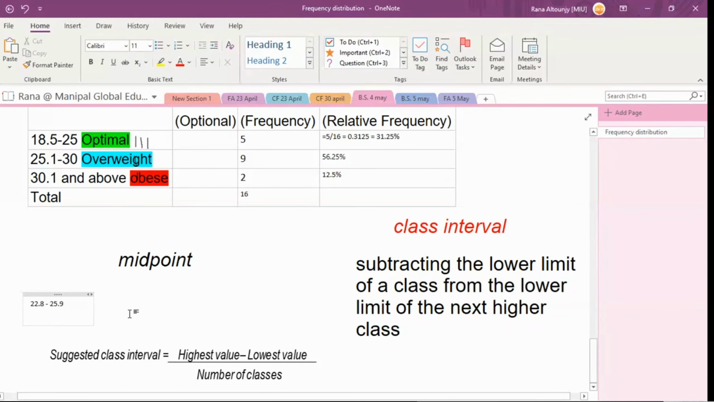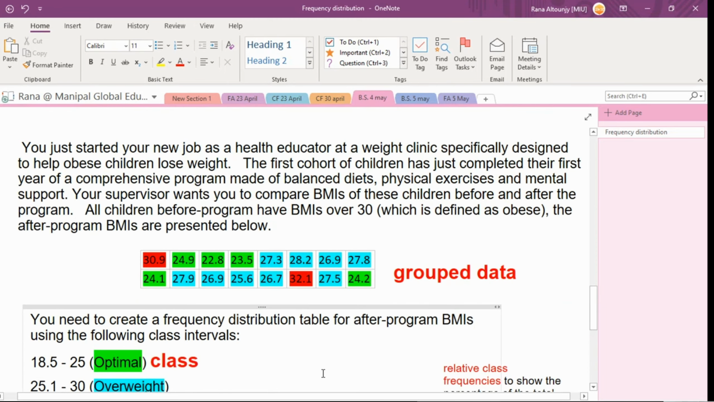Then the second class: we add 3.1 to 26, and it will be 29.1. Then 29.2 plus 3.1 will be 32.3. Like this, we covered all the items here.